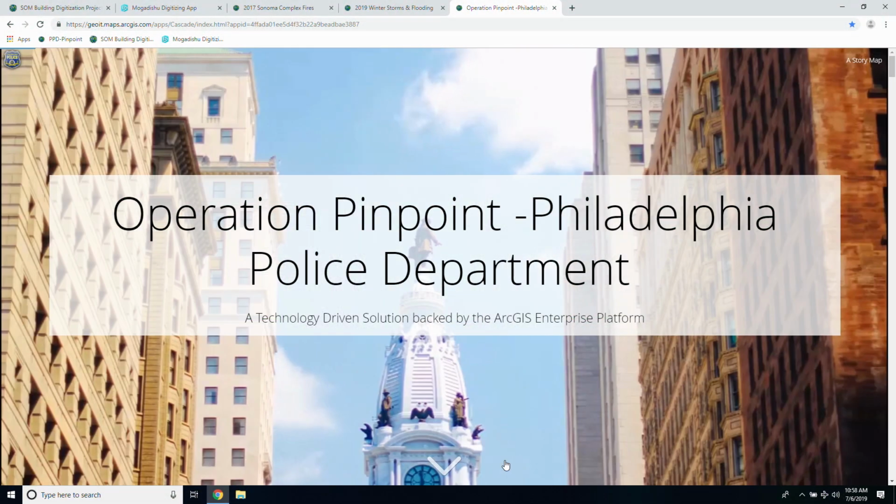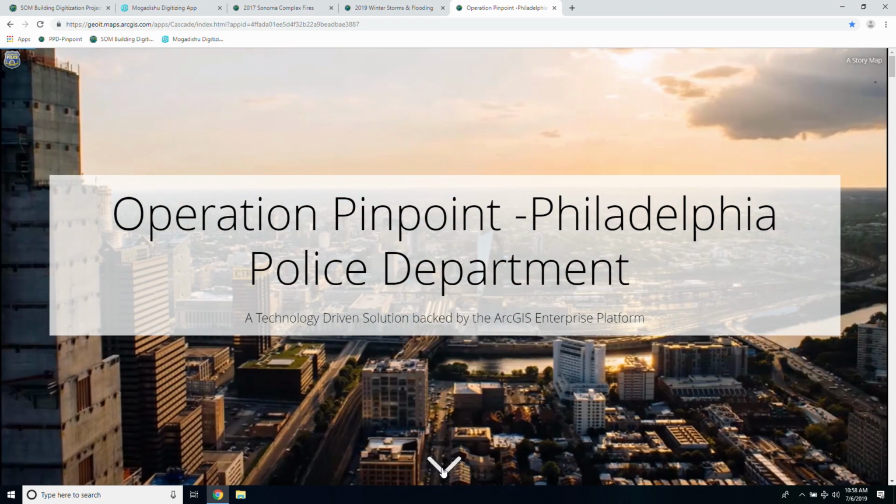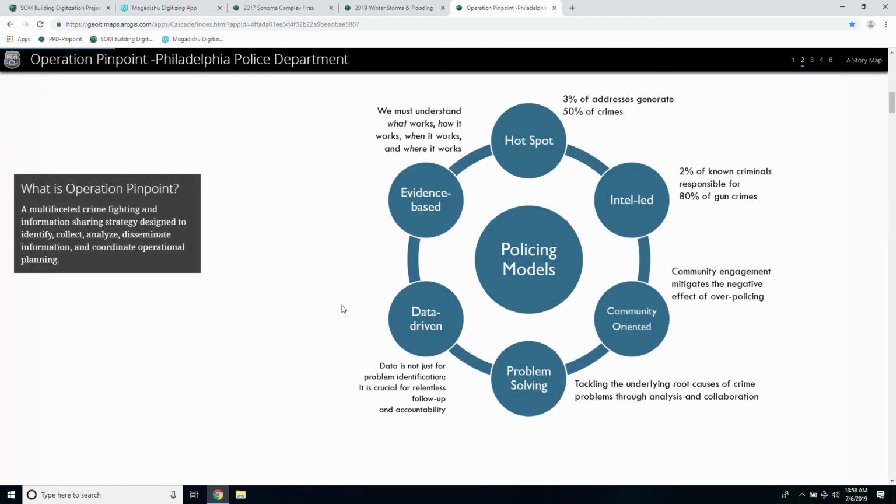Operation Pinpoint is a multifaceted crime-fighting strategy. So right now in Philadelphia, we've been dealing with a significant uptick in both homicides and shooting victims over the past 3 years, about 30%. At the same time, our new normal has been a reduction of vehicle and pedestrian stops of about 70% over that same time period. So how do we operate in that environment? How do we operate and collaborate in that new normal?